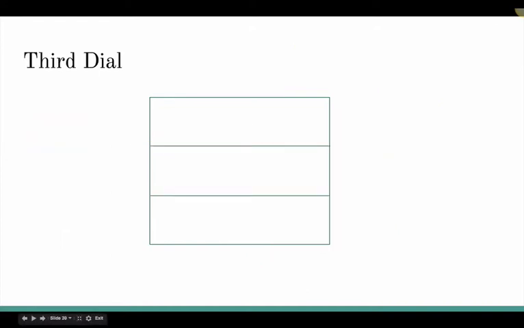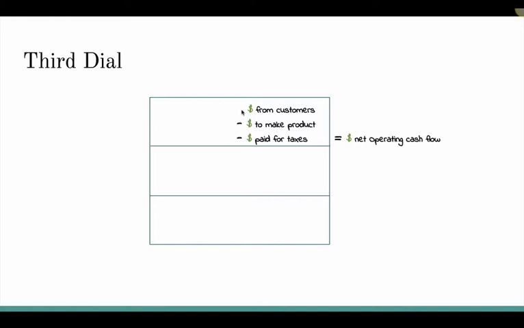All right, so the third dial, it looks like this, broken into three parts. First part is going to address all the money that we're getting from the customers. It's going to address the money to make that product. And it's going to address things like money that we paid for taxes during that period. There's a few other things in this section, and it's going to give us our net operating cash flow. So this is our operational cash flow, and it can be similar to the profit and loss statement, but there might be other things within this that are not accounted for in the profit and loss statement. So this is our operating cash flow.